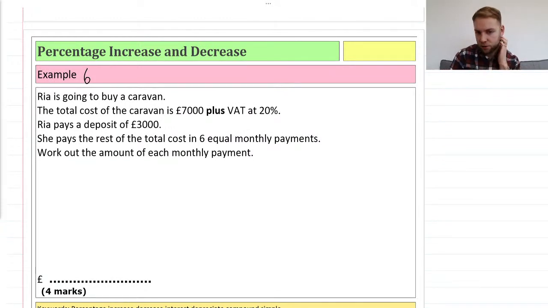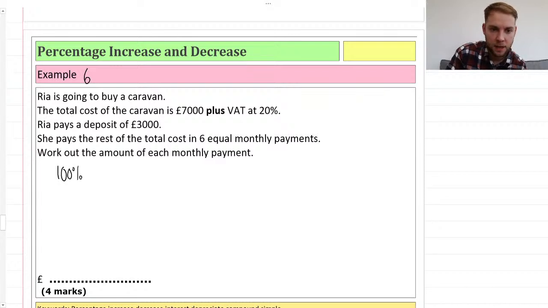So let's have a little look at this one together then. There's a few different steps here, which makes it a little bit trickier. Still not that much harder, but the first thing we've got to do is work out the 7,000 plus the 20% VAT. So I do that by finding out. I start off. I know 100% is equal to £7,000. We know that.